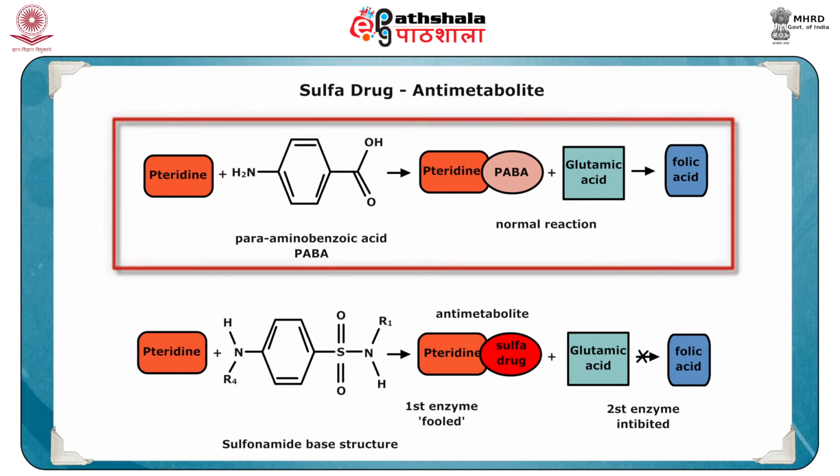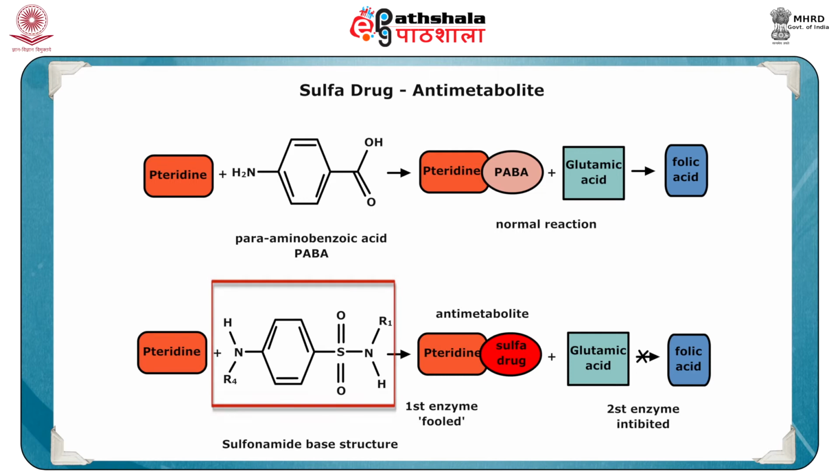In its synthesis, which is occurring in bacteria, pteridine plus para-aminobenzoic acid is combined to give you pteridine PABA, an intermediate, which then combines with glutamic acid to give you folic acid. If you look at the drug which inhibits this reaction, namely the sulfa drug, sulfonamide is similar in its structure to para-aminobenzoic acid, which is a normal substrate for the enzyme which synthesizes folic acid.